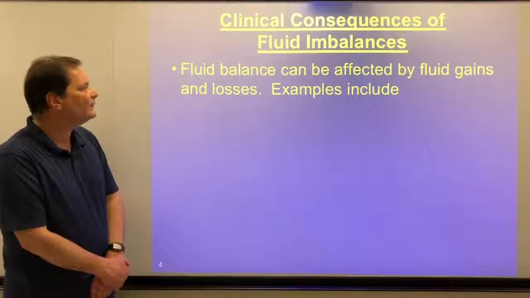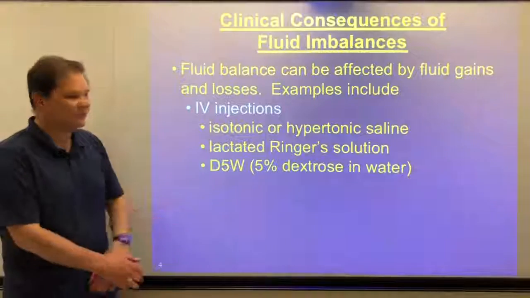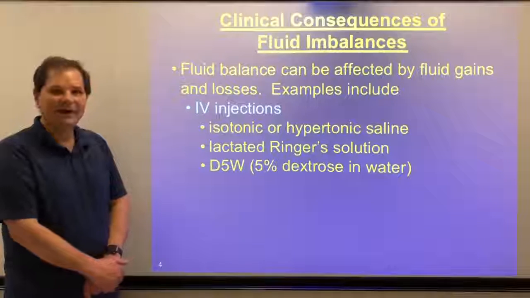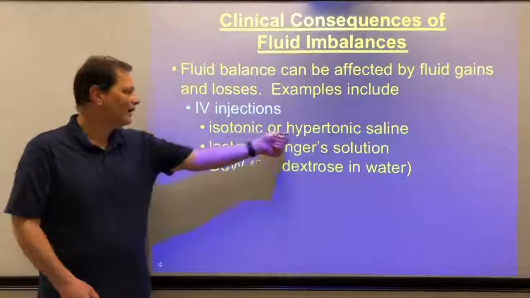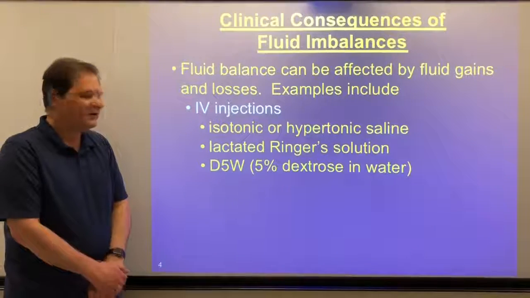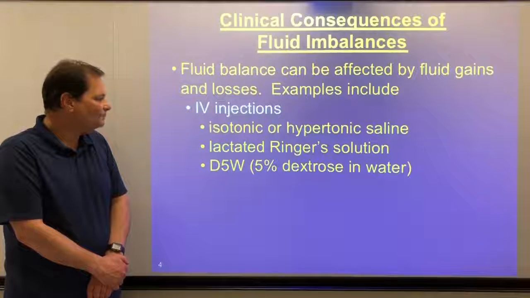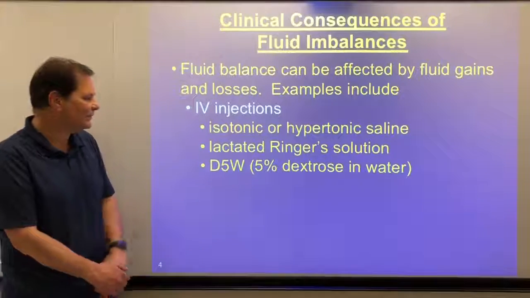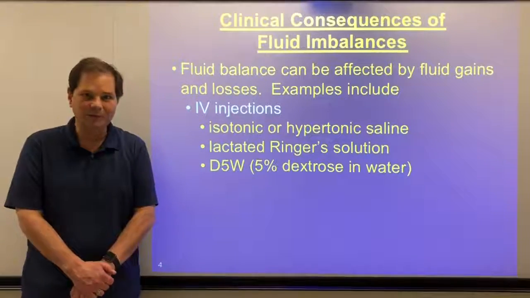Consequences of fluid imbalances. Some examples: if you give IV injections, or if you have somebody hooked up to an IV in a bag, certainly that is a gain of fluid in a variety of different ways, and that can come through an isotonic solution like isotonic saline, or a hypertonic solution, which is saline with sodium chloride more concentrated than the body, or higher milliosmoles per liter than the body. You have lactated Ringer's solution, which you'll give as a physician. D5W is 5% dextrose in water. That's equivalent to basically giving glucose.